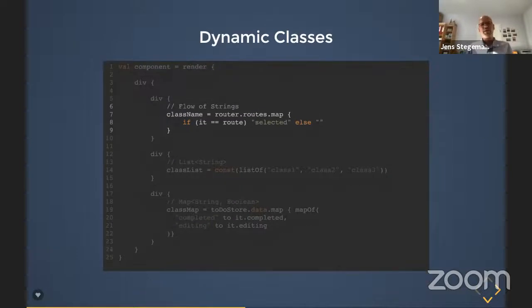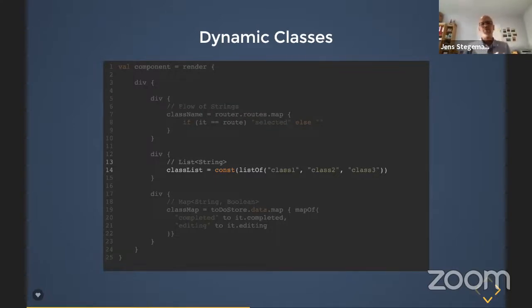We've already seen how to add static classes to your elements, and of course you will have the need to add dynamic classes that change when your model changes. And this can be done in 3 ways. You can use a property called className, and you just assign a flow of strings to it. And then this class name will be added to your element. And this can, of course, reactively change like with every other element.